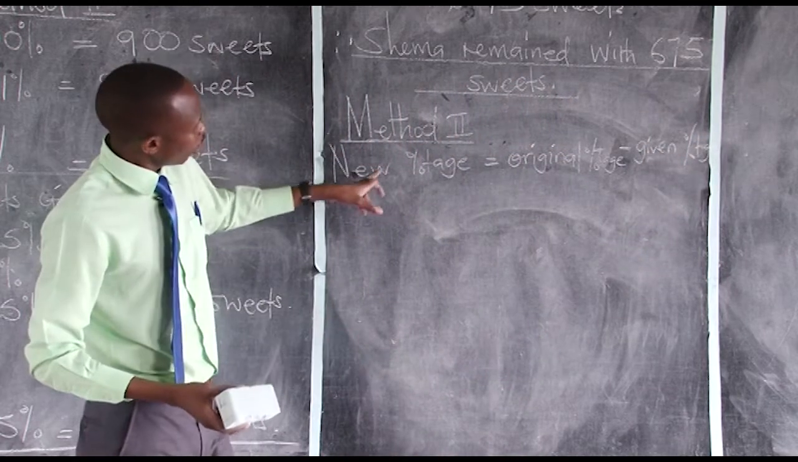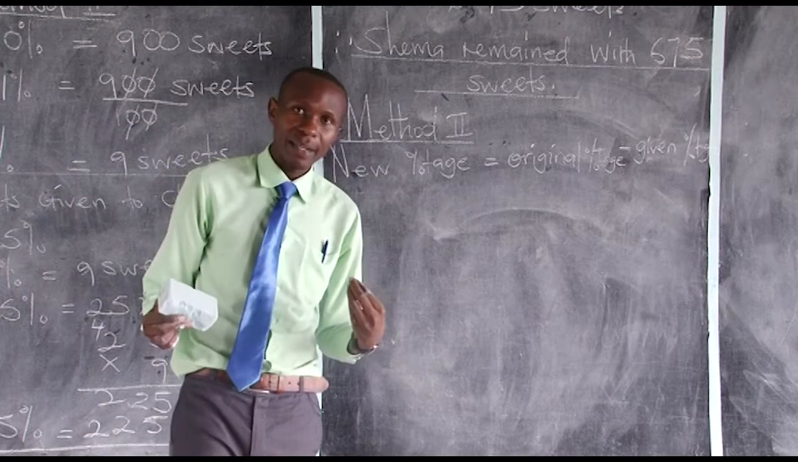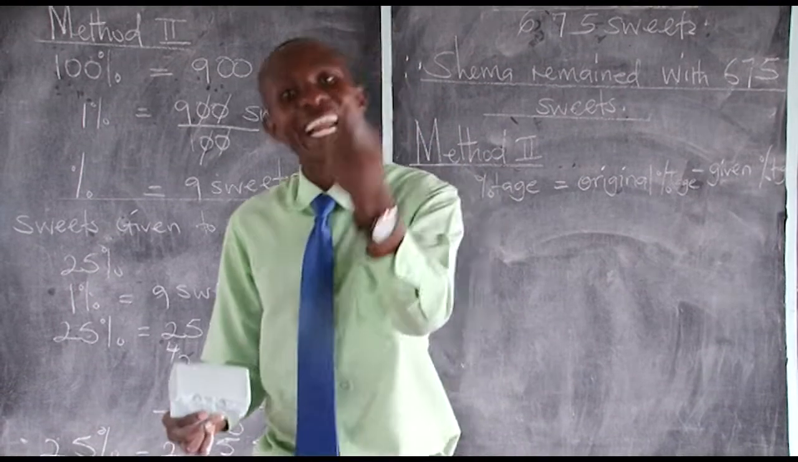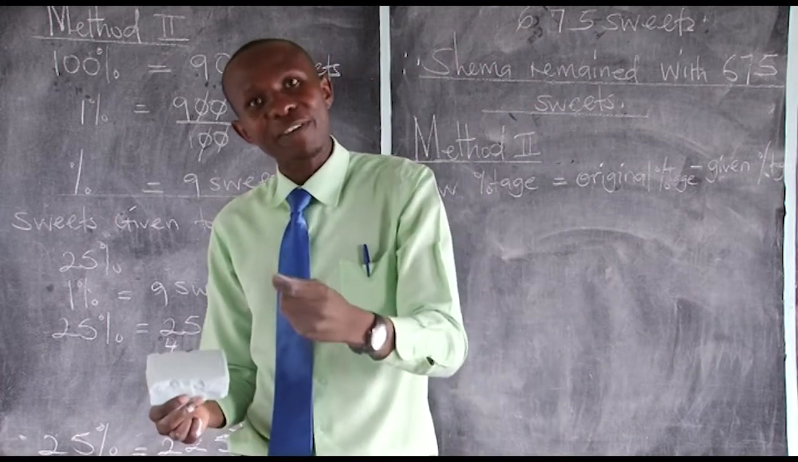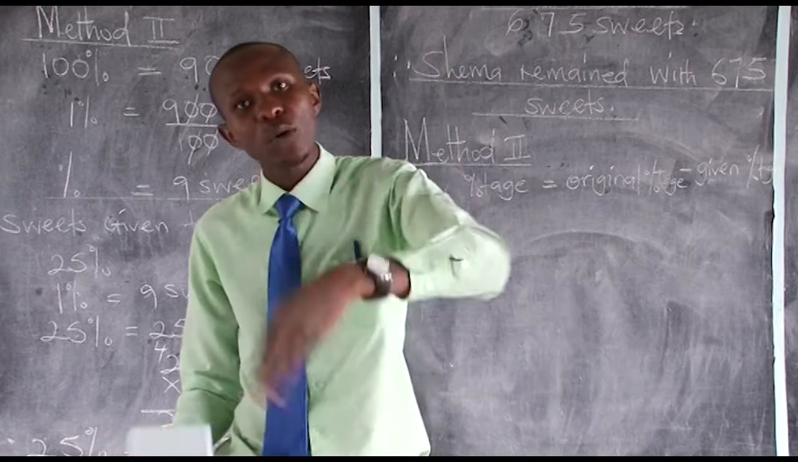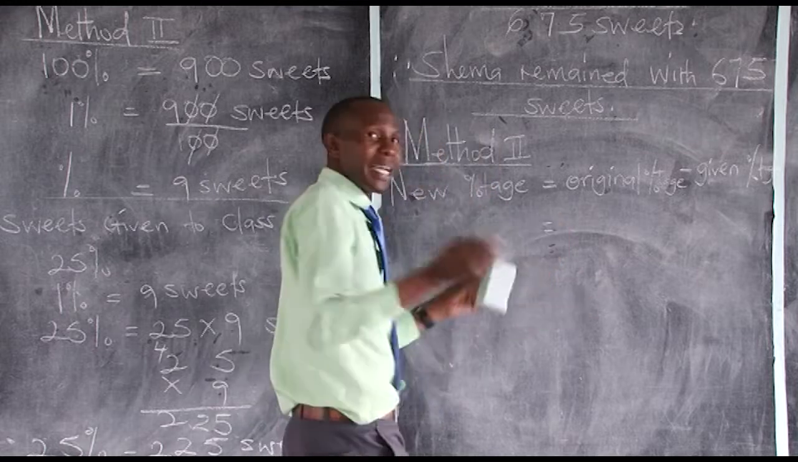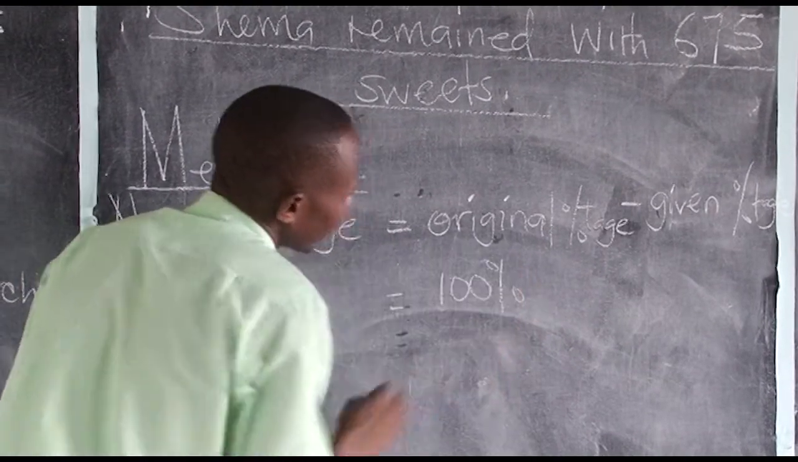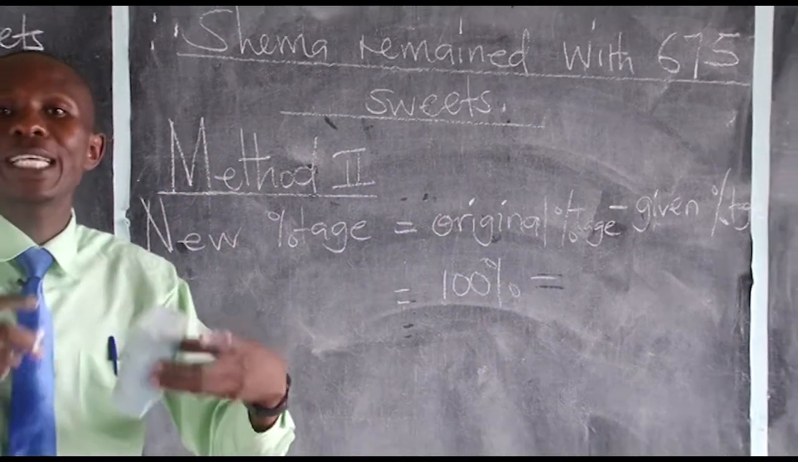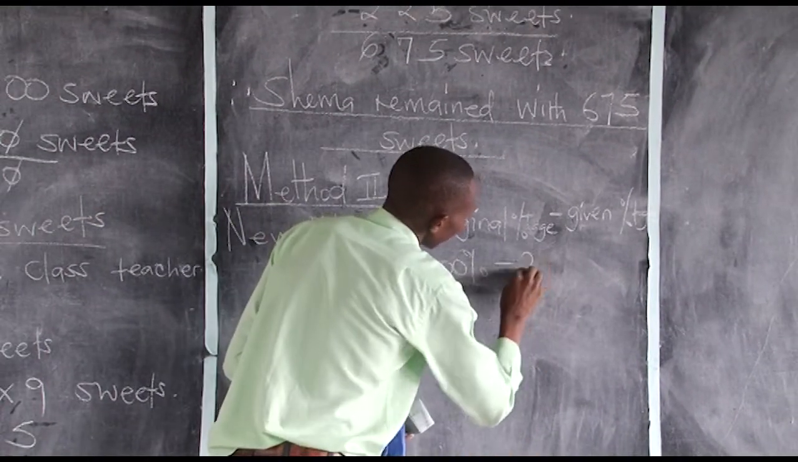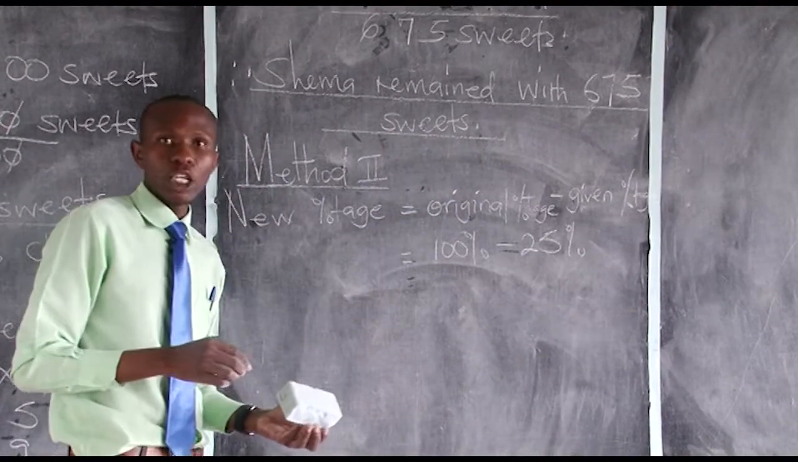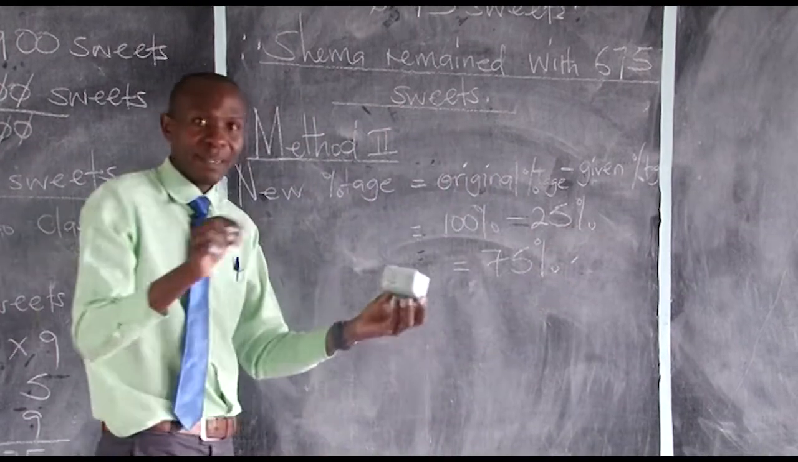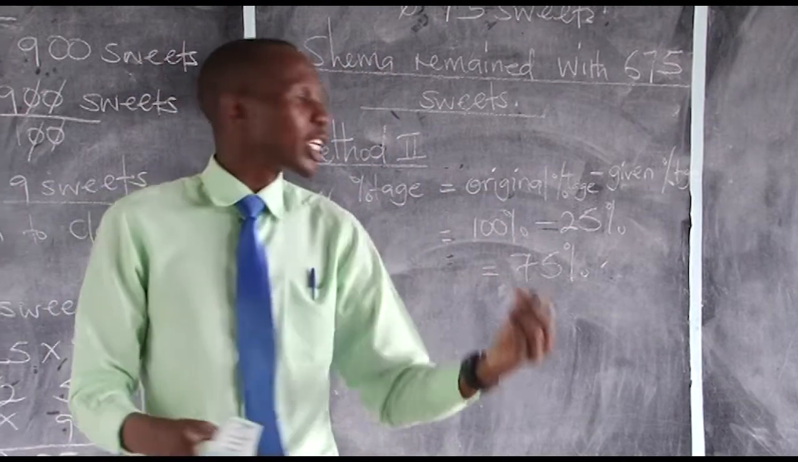So for us to get the new percentage, he had 100 from home. When he reached school, he got 25% of what he had and gave it to his class teacher, Mr. Obong Simon. After giving Mr. Obong Simon 25%, if we had 100, what did he remain with? The percentage he remained with is the one we are calling the new percentage. So we take the original percentage he came with from home, 100%, and subtract what was given to Mr. Obong Simon, 25%. Shema Ro'ik's new percentage will give us 75%. After giving out, this is the percentage he remained with.